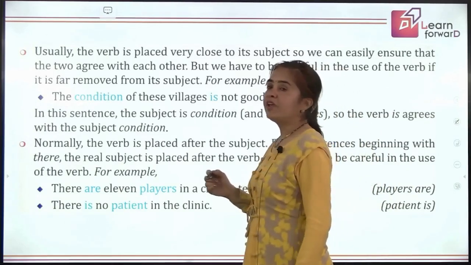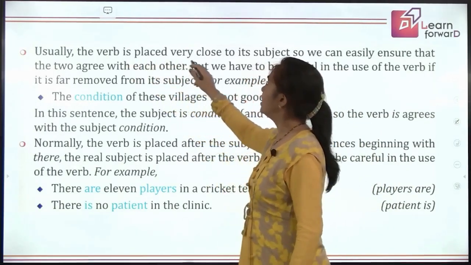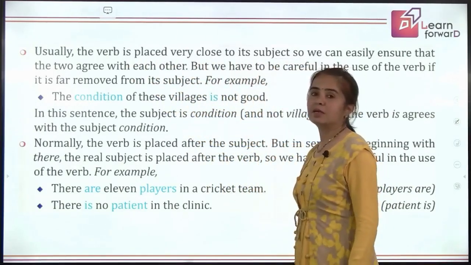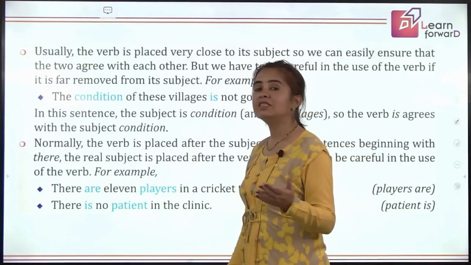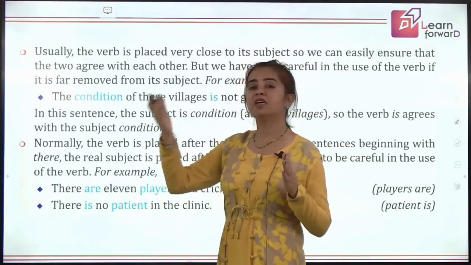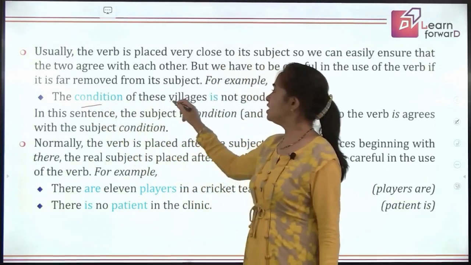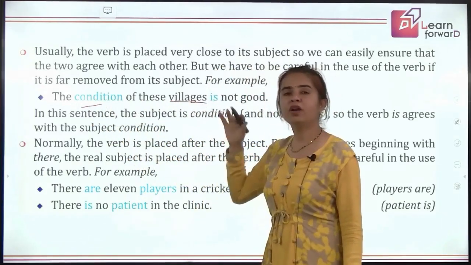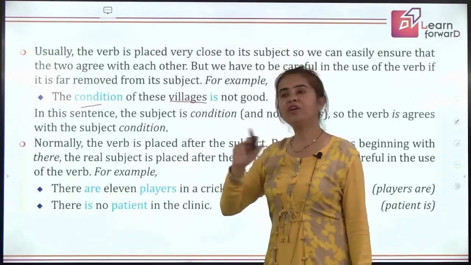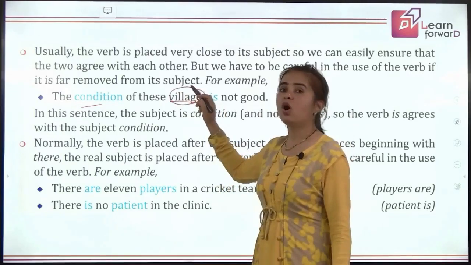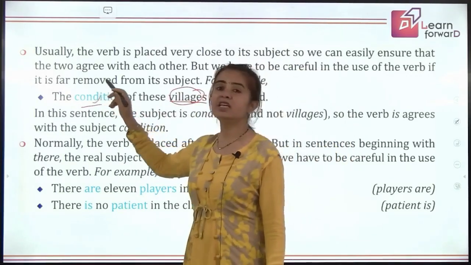Now, what rules do we have to remember? Usually the verb is placed very close to its subject, I just told you. So let us see the example when it is placed away from the subject. The condition of these villages. Now, what are we talking about, children? Are we talking about the villages, or are we talking about the condition?